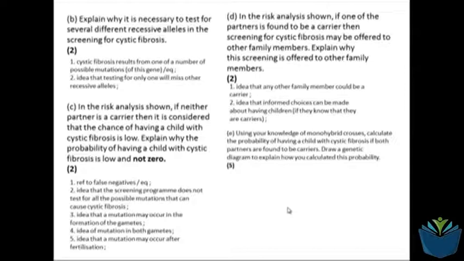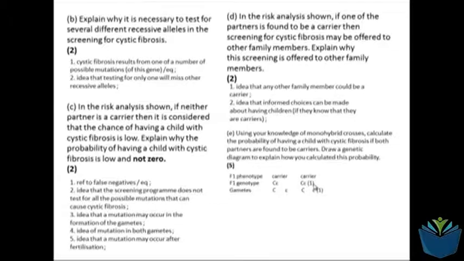And finally, E. Using your knowledge of monohybrid crosses, calculate the probability of having a child with cystic fibrosis if both partners are found to be carriers. Draw a genetic diagram to help explain how you calculated this probability. So I would write out, first of all, like you would do with any monohybrid cross, the parental phenotype, and so the two individuals are carriers. Underneath that you'd put the parental genotype, and so for a carrier, big C, small c, you might use F for this, for instance. You write down the genotypes, and that gets you a mark, so writing down the genotypes of the two parents.